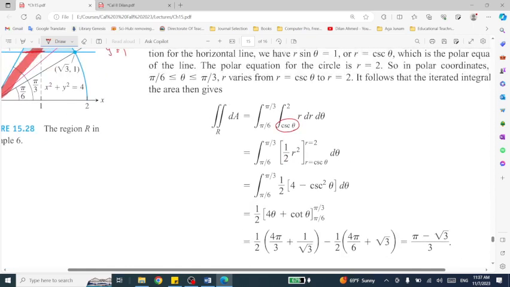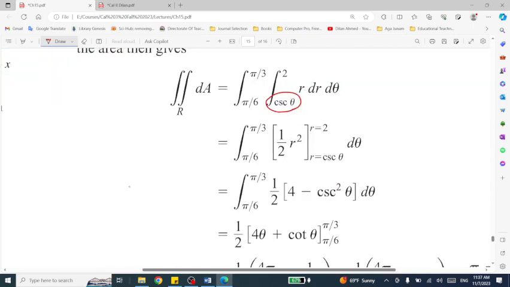Easy. Integrally cosecant square, that's it. Integrally tan second square.